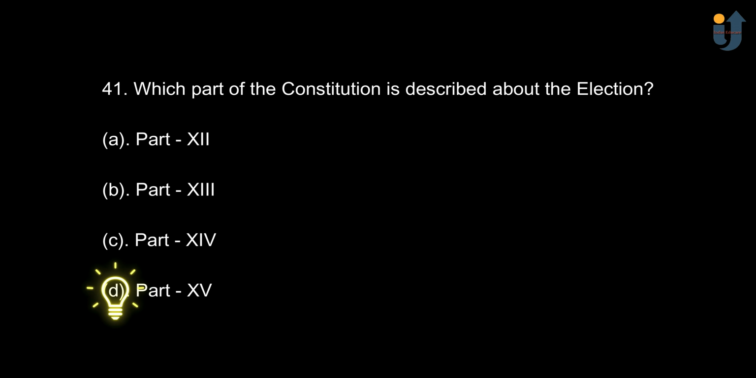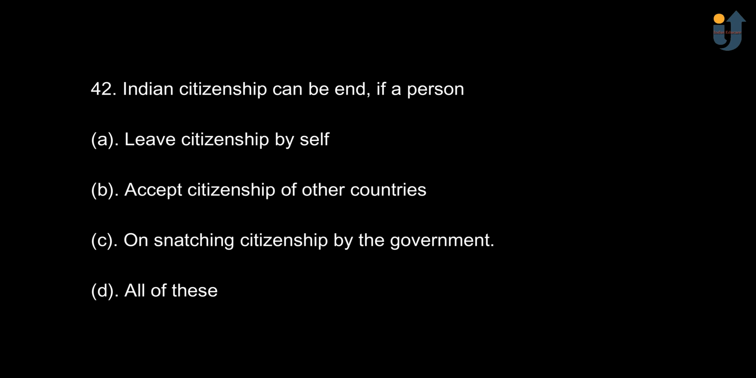Next, Indian citizenship can be ended if a person, option A, leaves citizenship by self. Option B, accepts citizenship of other countries. Option C, on snatching citizenship by the government. And option D is all of these. The correct option is option D, all of these.